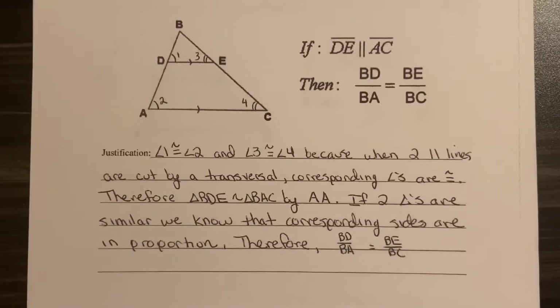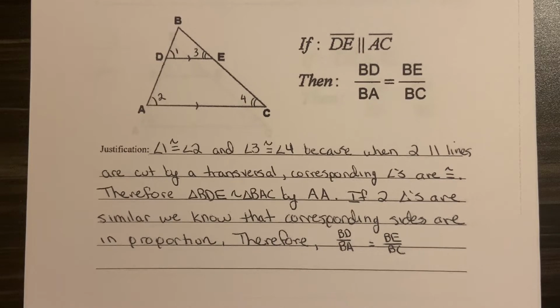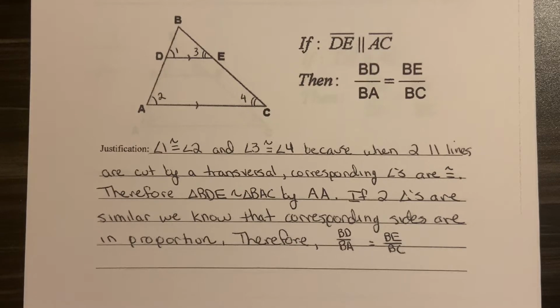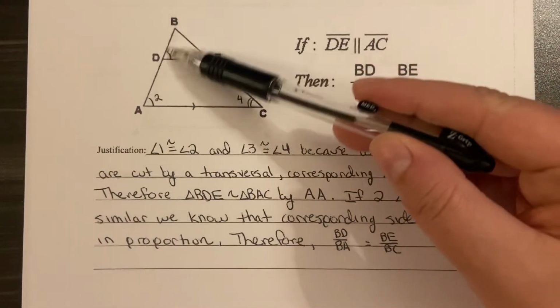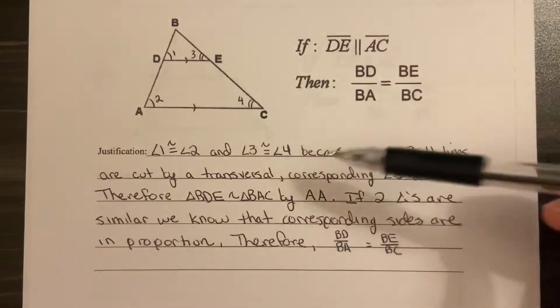Okay, so this is what you want to copy for our reasoning down below. If angle 1 is congruent to angle 2 and 3 is congruent to 4, because when two parallel lines are cut by a transversal, corresponding angles are congruent, therefore triangle BDE is similar to triangle BAC by angle. Therefore, if two triangles are similar, we know that corresponding sides are in proportion. Therefore, the small side on this triangle will map onto the small side of the big one, and this one will map onto that one.